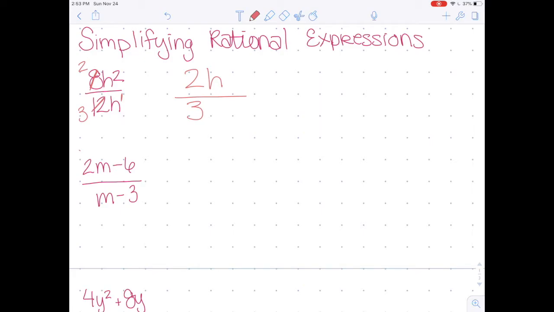This second example here is a little bit more complicated. So what we're going to do is look at the top and think what number can we take out of both 2m and 6, and that would be 2. Then if we divide 2m by 2, that just leaves us with m. And 6 divided by 2 gives us 3. So now we have 2 times m over 3, all over m over 3. Well, we've talked about this before. We can now cross out m over 3 on both of these. So we're left with just 2.